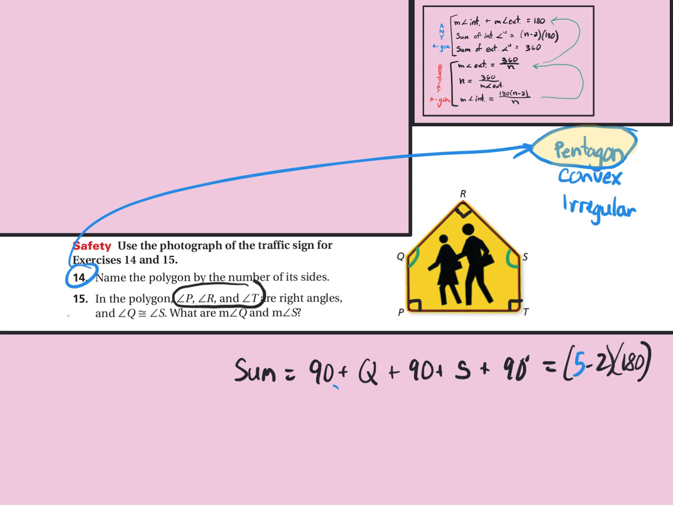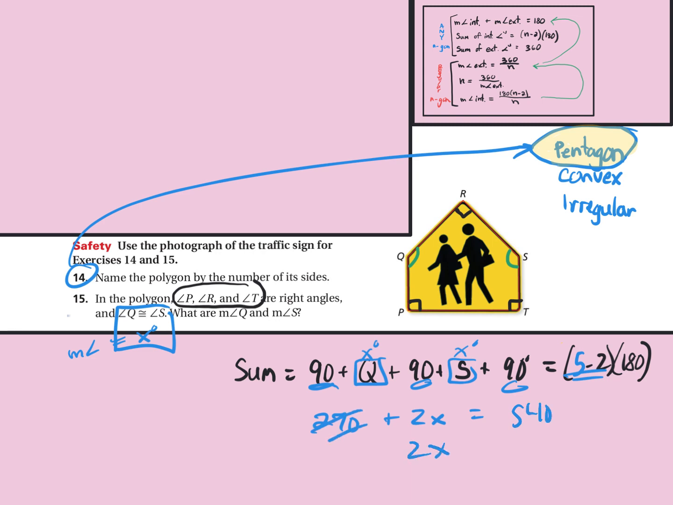All right, so 90, 90, and 90 is 270. Remember that these are equal to each other. So let's say that their measures are equal to x degrees. So this is x degrees and this is x degrees because those angles are congruent. So we'll say 2x degrees is equal to 5 minus 2, which is 3 times 180. Well, that's equal to 540. Let's write that in. We'll subtract 270 from the left, and we'll subtract 270 from the right. We'll divide both sides by 2, and x is equal to 135.